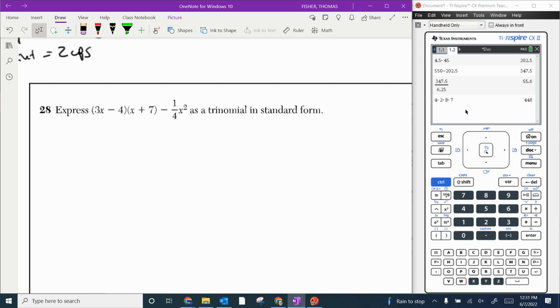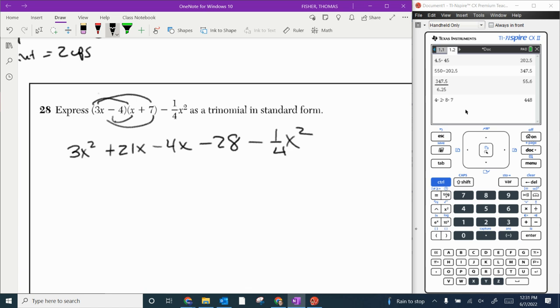All right, 28, trinomial in standard form. So it wants us to do some multiplying out here. You could use what we call the box that rocks, or you could double distribute. 3x times x would be 3x squared. 3x times 7 would be 21x. And then minus 4x from here, and then minus 28. Don't forget the minus 1/4 x squared as well.